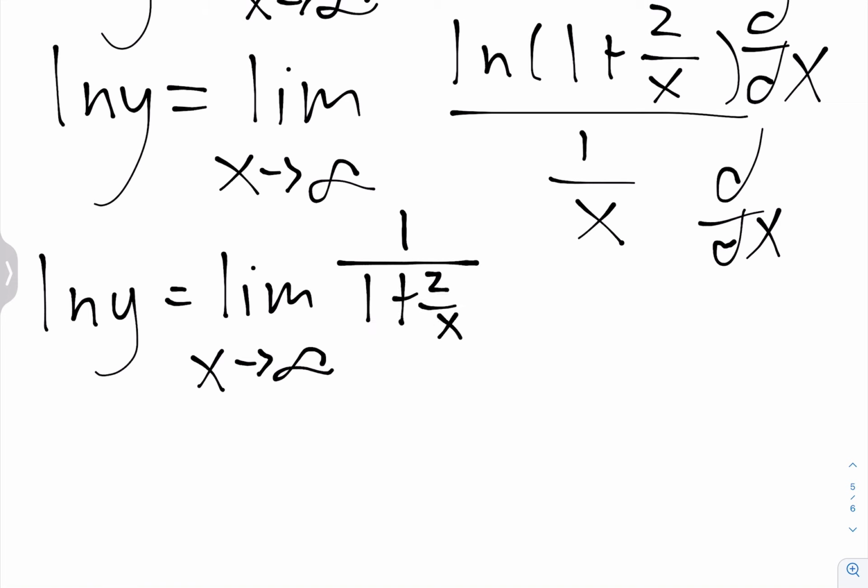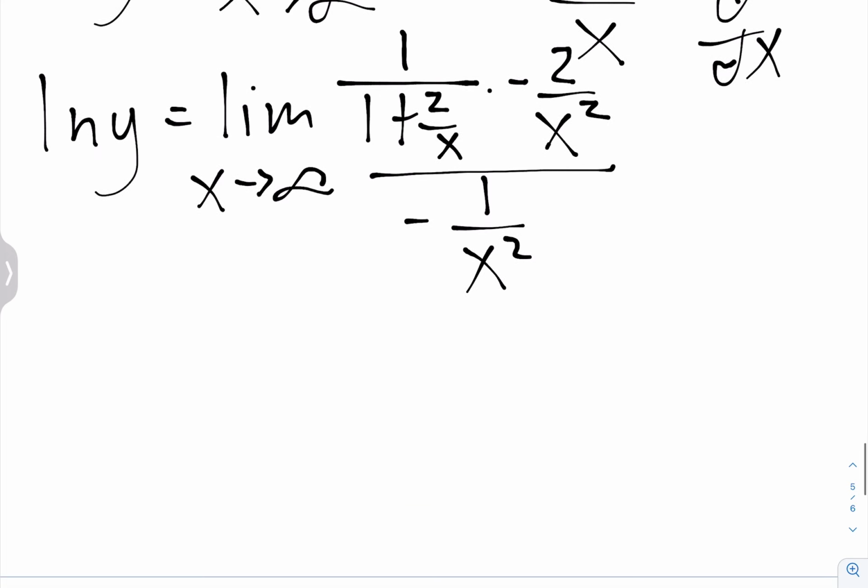But remember, we have to multiply by the derivative of the inside, right? That's that chain rule. So we have to multiply it by the derivative of 1 plus 2 over x. So the derivative of 1 is just 0, and the derivative of 2 over x, just for time's sake, is going to be negative 2 over x squared. Okay, and we're going to be dividing all of that by the derivative of 1 over x, which is just negative 1 over x squared, if we use our power rule.